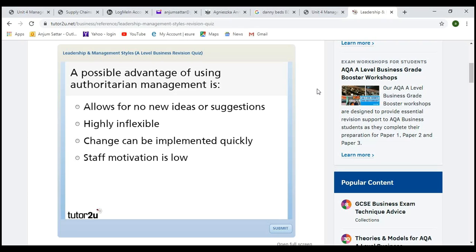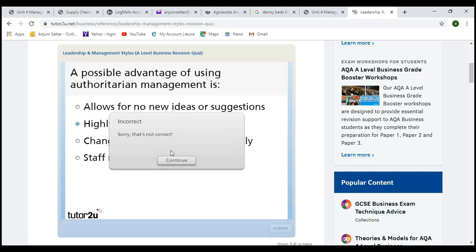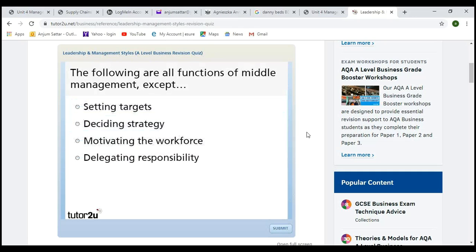Can you see, guys? Yes. Let's pick an option. Which one do you think? Anyone? Yeah, I can see that. Which one do you think? I think it allows for highly inflexible. I'm not sure, to be honest. Don't worry, we'll recap.